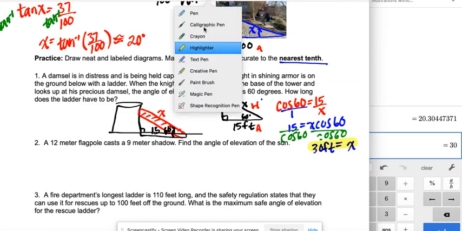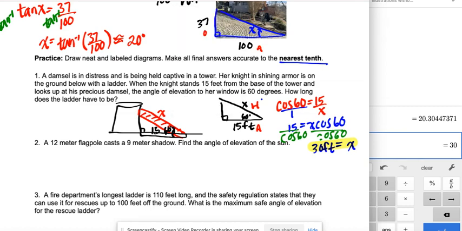All right, the next one. A 12-meter flagpole casts a 9-meter shadow. Find the angle of elevation of the sun. Okay, here is my flagpole. If it's casting a shadow, that shadow is going to be on the ground. Shadows are on the ground. Let's make our right triangle. We'll start labeling. The flagpole is 12 meters. We know that the shadow is 9 meters. We're trying to find the angle of elevation of the sun.